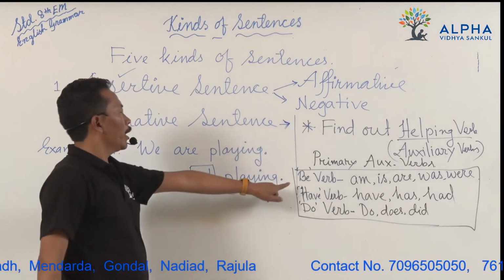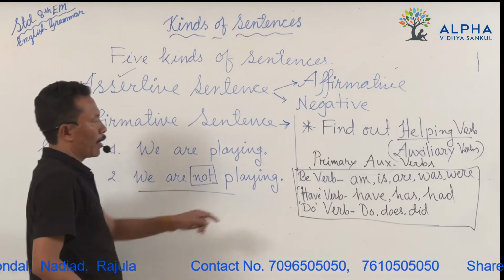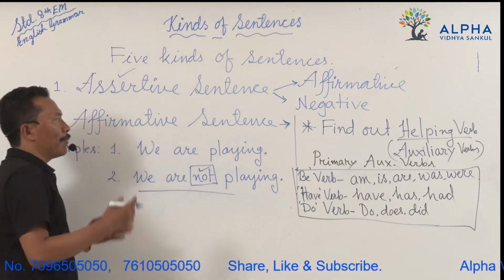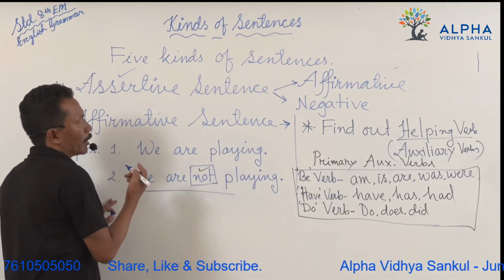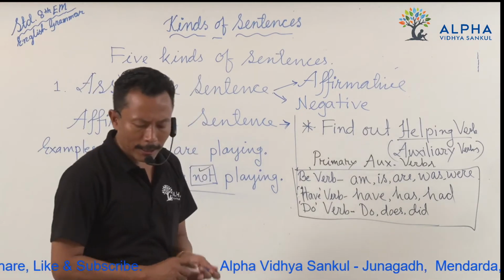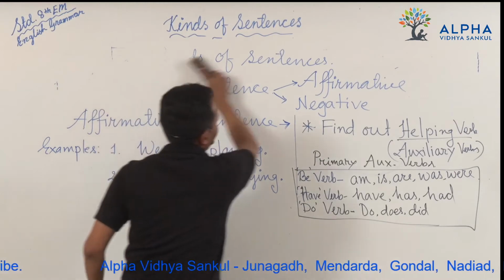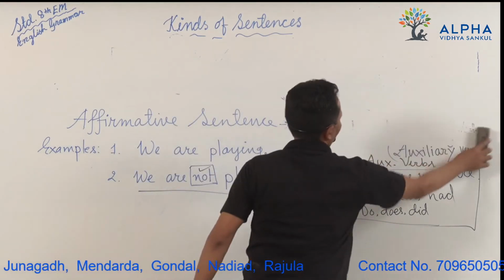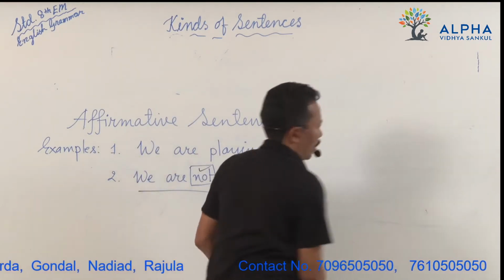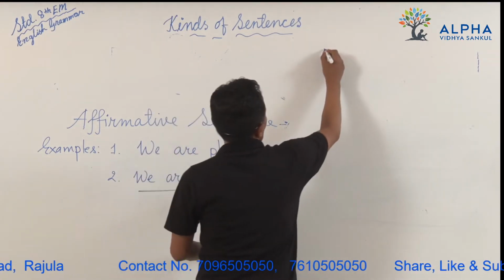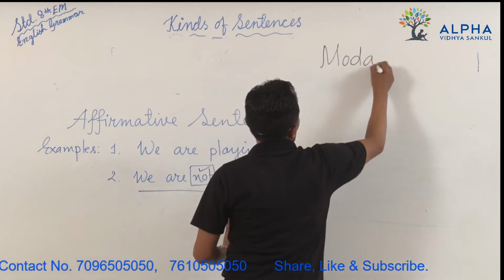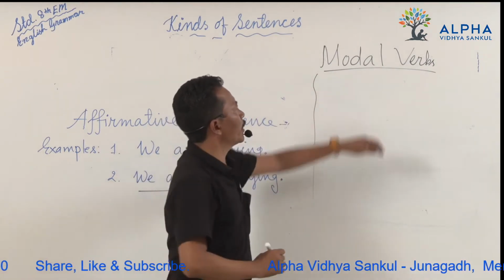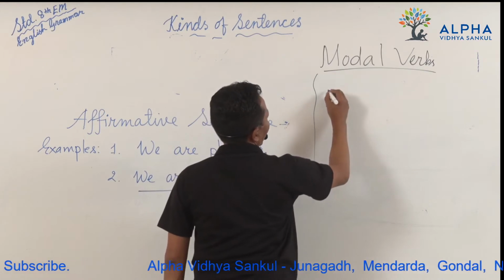If you find these verbs in a sentence, just after these auxiliary verbs, you have to put the word not. Then it becomes a negative sentence. Not only this, there are other verbs. These are the primary. The next is modal auxiliaries. The modal verbs.